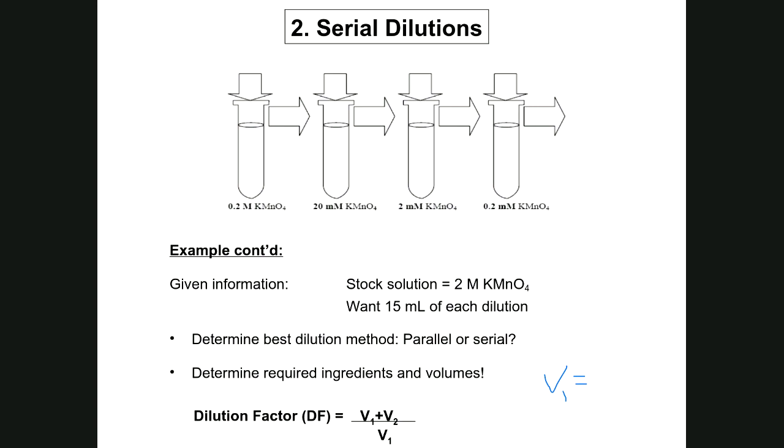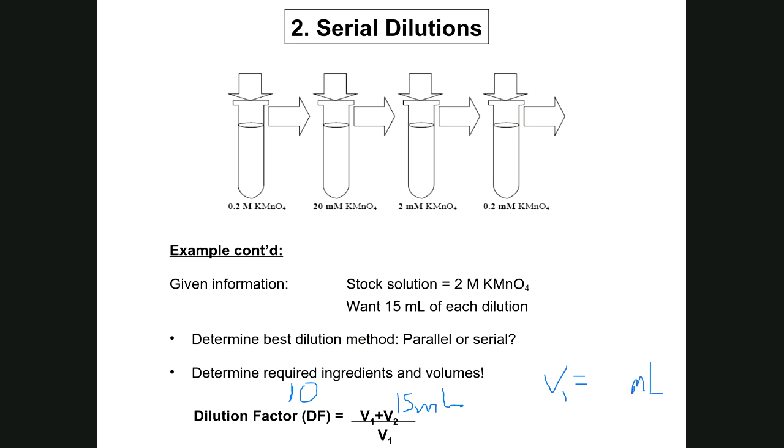Okay? If you look at that previous page, V2 was 15 mils, and even on this slide. So you replace V2 with 15 mils, and instead of putting in DF, for this example, you would replace dilution factor or DF with 10. So you would rewrite this equation, 10 equals V1 plus 15 mils over V1, and you would solve for V1, and the units, again, should be in mils.